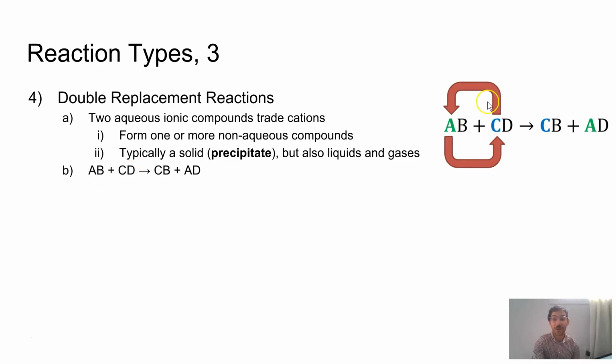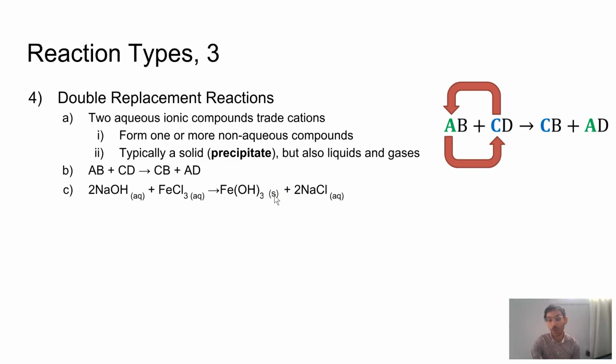And you can see our cations are going to trade places. So now we've got them with some new partners. Here's a real example. We could take sodium hydroxide and mix that with iron(III) chloride, and that would give us iron hydroxide, which, you know what? This shouldn't be aq. That should be solid.